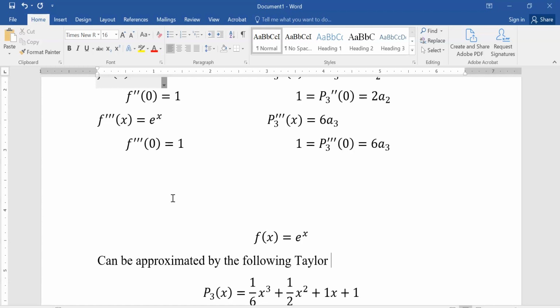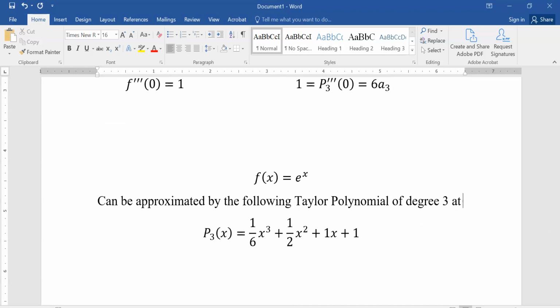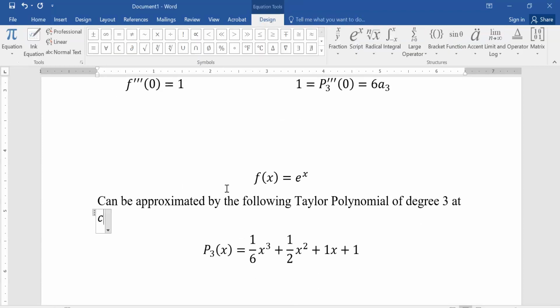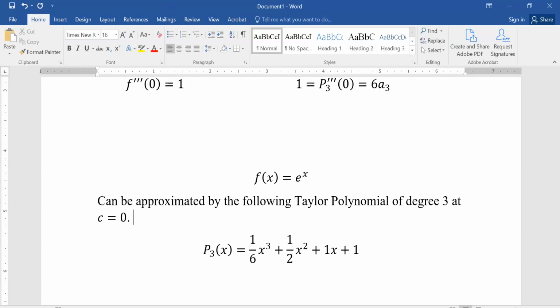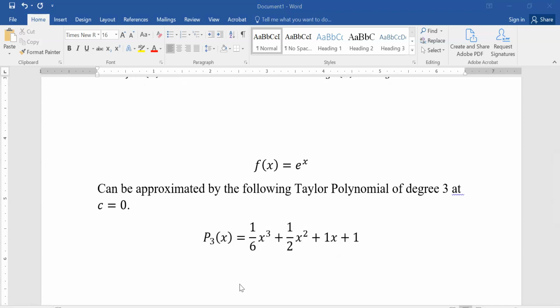And that is called a Taylor polynomial. All right. And again, sometimes we say at center of 0, or can be approximated by the following Taylor polynomial of degree 3 centered at 0. Sometimes people say that way too. Natural question to ask from right here. Well, there's a couple of natural questions to ask. First is, how good of an approximation is this really?